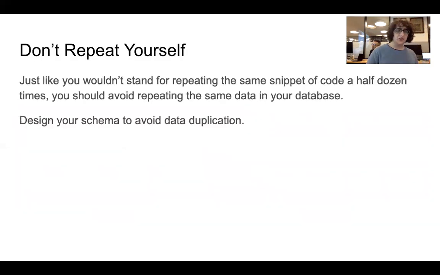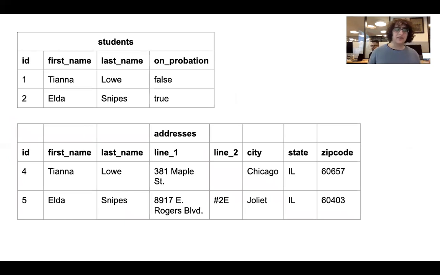And just like in code, you don't want to repeat yourself. If you have to repeat the same information in multiple parts, that's a problem. Design your schema to avoid that data duplication. So here we've got, again, a students table that keeps track of their first name, last name, and whether they're on probation, and addresses, which keeps track of student first name, last name, line 1, line 2, city, state, etc. So in this case, you see that the names are being repeated. We don't want that. That doesn't make any sense, right?